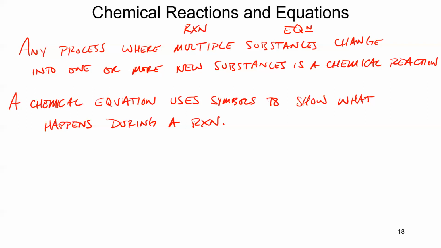When we write a chemical equation, we're always going to start with what we have to begin with. We call those the reactants. They are the ones that are reacting. And the things that we make, or produce, are called products. So it'll always be reactants on the left of the arrow and products on the right of the arrow.